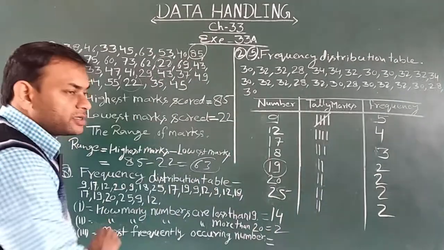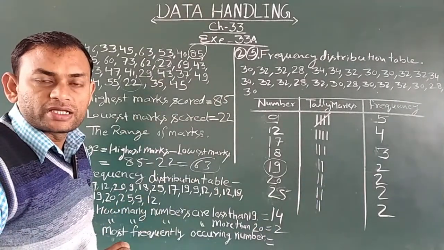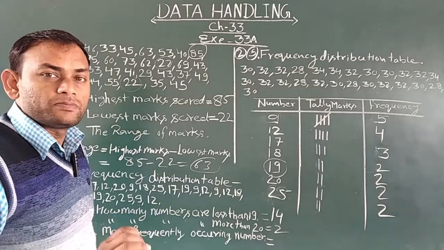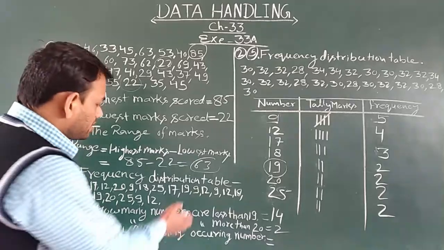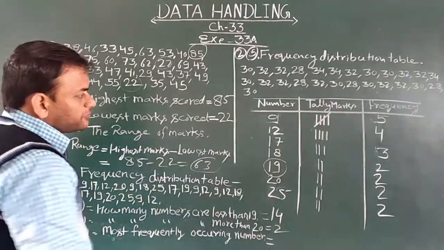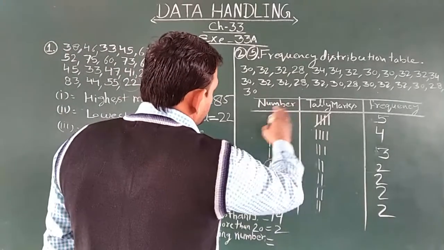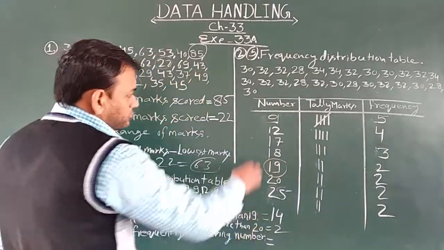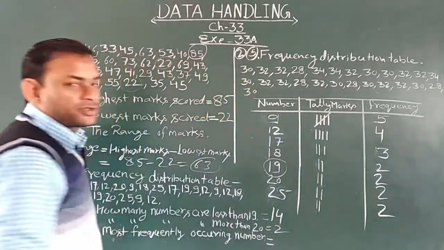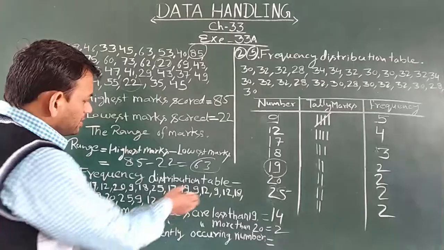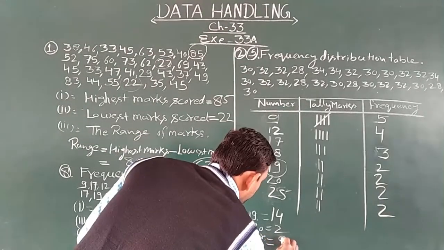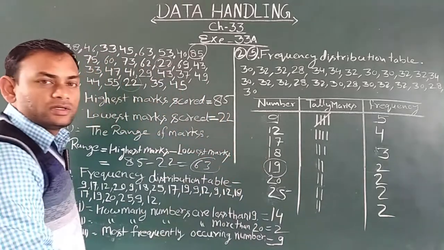Now the third part of this question says you have to tell the most occurring number, meaning which number has come the maximum number of times in the given data. If you observe the frequency table, you will find that the frequency of 9 is maximum, that is 5. So the number 9 has appeared the most times in the given data. So 9 is the answer. The most occurring number will be 9.